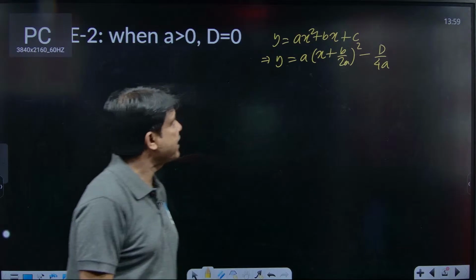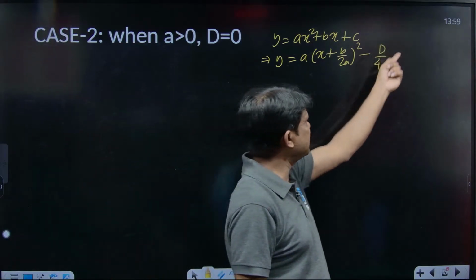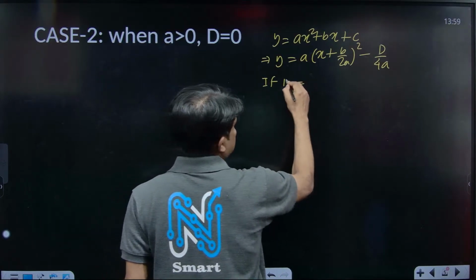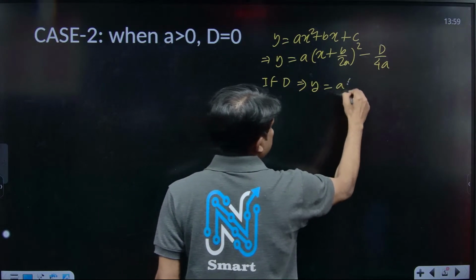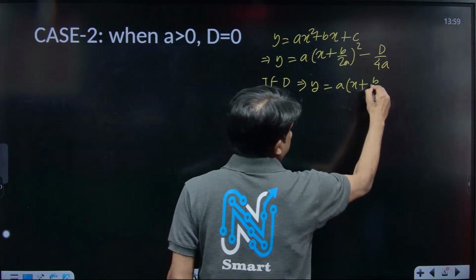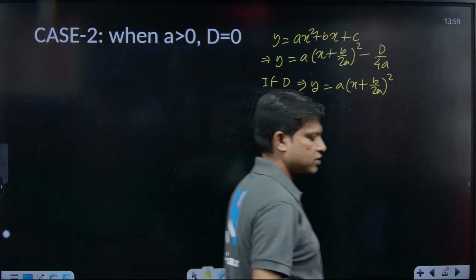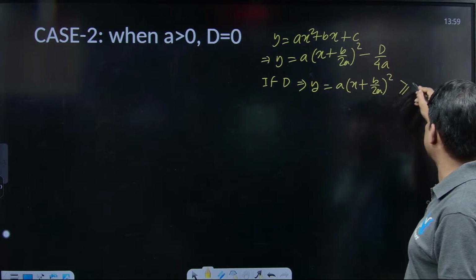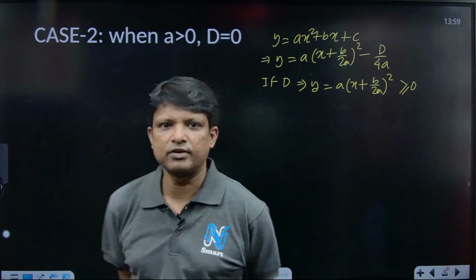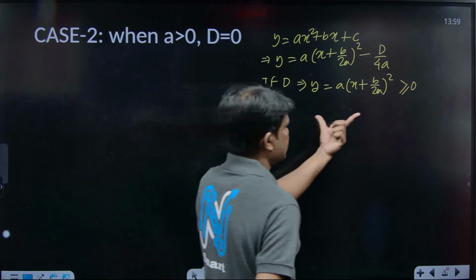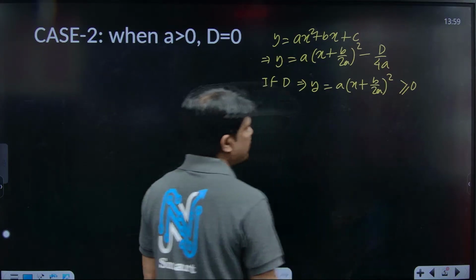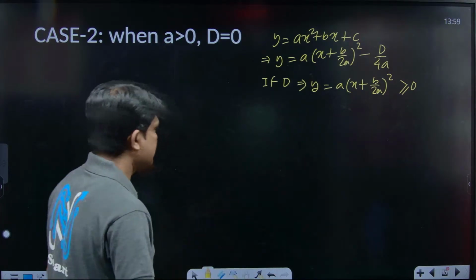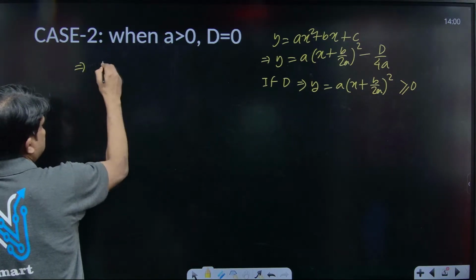That means a is positive and D is 0, so the last part is exactly 0. If D is 0, y transforms to a into a positive term, (x plus b by 2a) whole square, which is also greater than or equal to 0, that means y must be greater than or equal to 0. At exactly one point y equals 0, and elsewhere y is strictly positive. That means the upward parabola touches the x axis at the vertex.